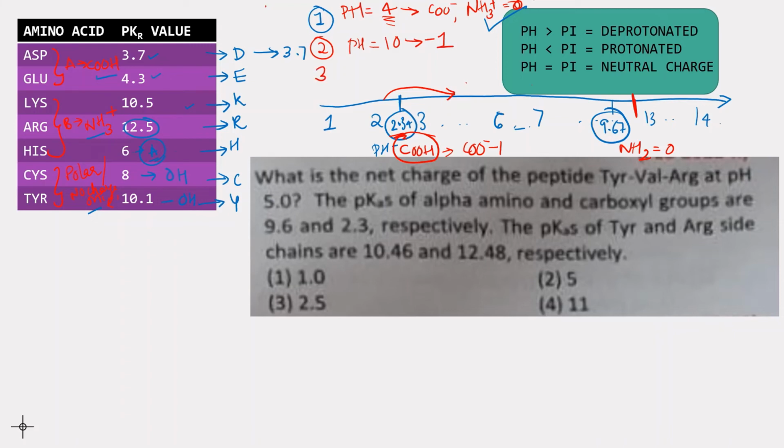Now we'll take the third condition, where the pH is 1. When the pH is 1, the pH is still at the starting point over here.